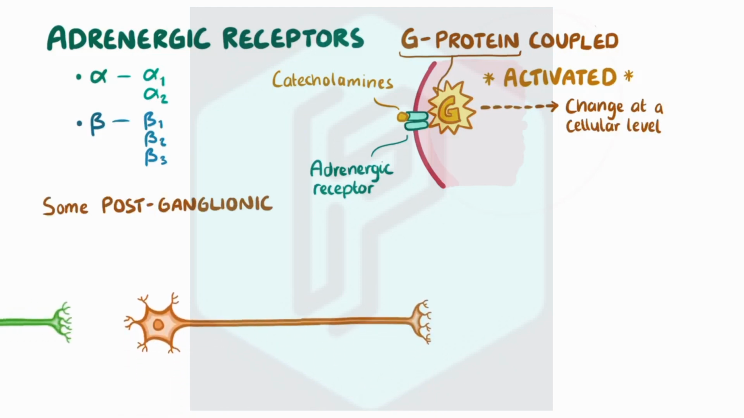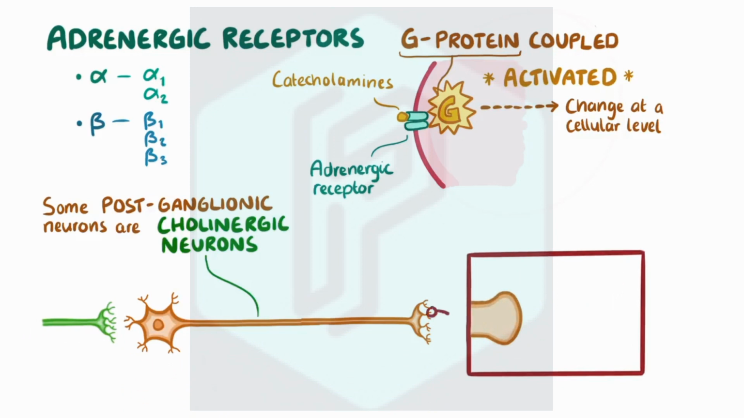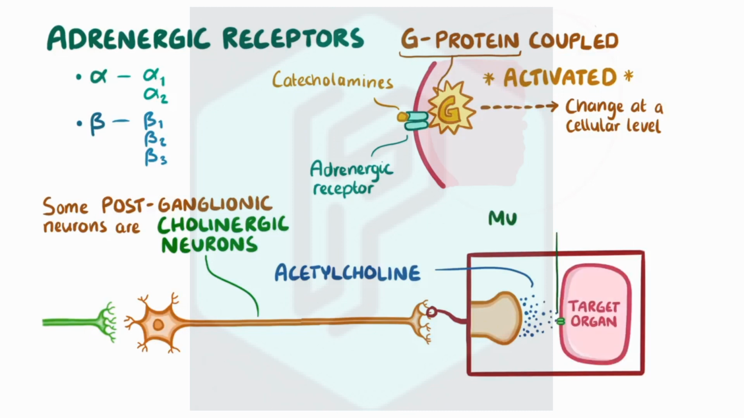Some postganglionic neurons are cholinergic neurons, because, like the preganglionic neurons, they also secrete acetylcholine. This time, however, the acetylcholine binds to muscarinic receptors on the cells of target organs. Muscarinic receptors are also G-protein coupled receptors, so once again, it's the G-proteins that facilitate change at the cellular level.